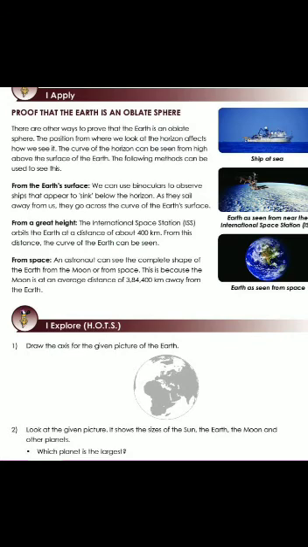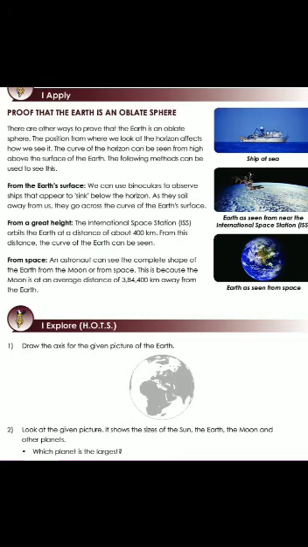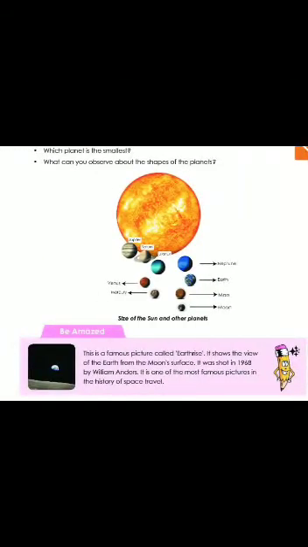Even from a great height, after the satellites and the rockets were invented, when we had been to space, the astronauts could easily know that the earth was in the shape of an oblate sphere. Now, here in the picture, in I Explore, we are asked to draw an axis. It's very easy. You just have to draw a standing line at the center of the earth to show its axis. So which planet is the smallest in our solar system?